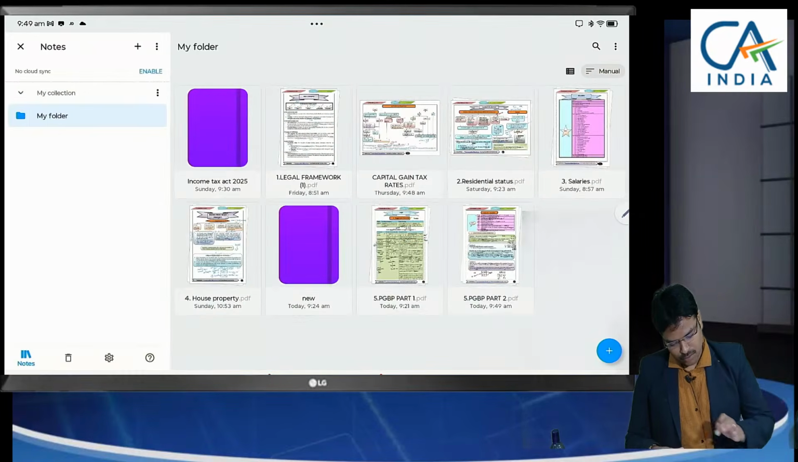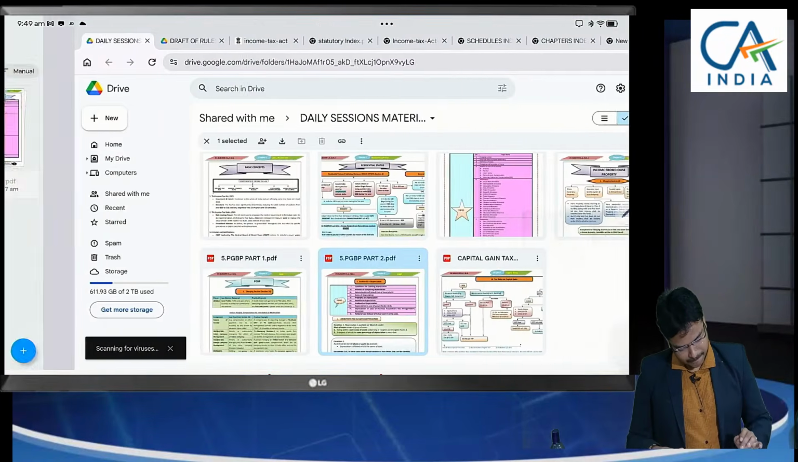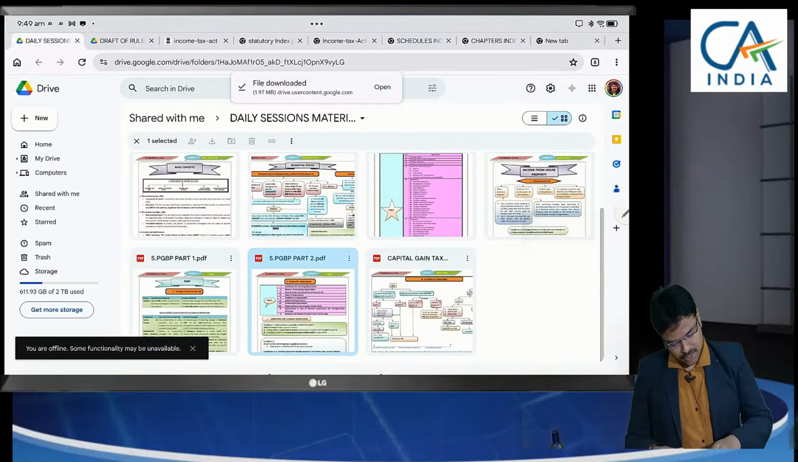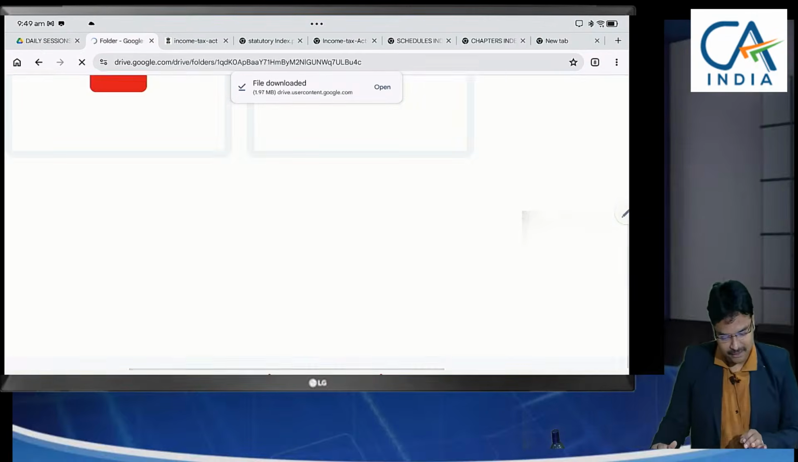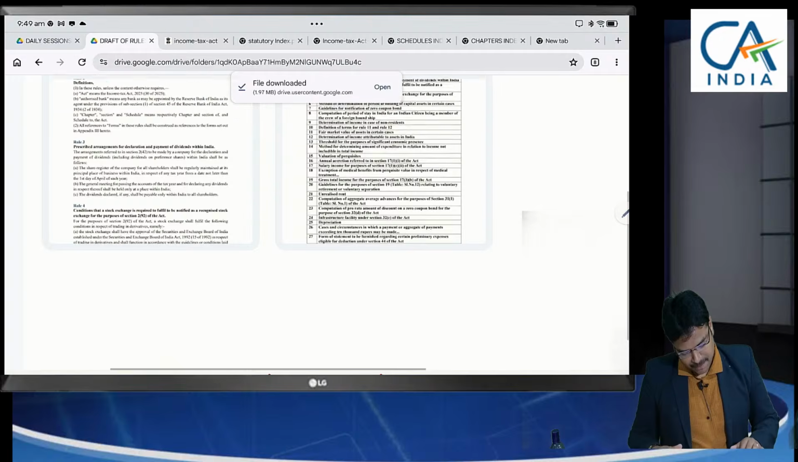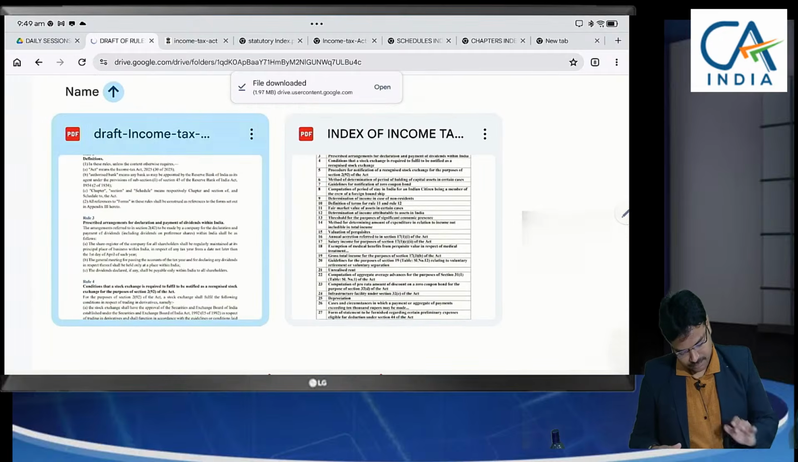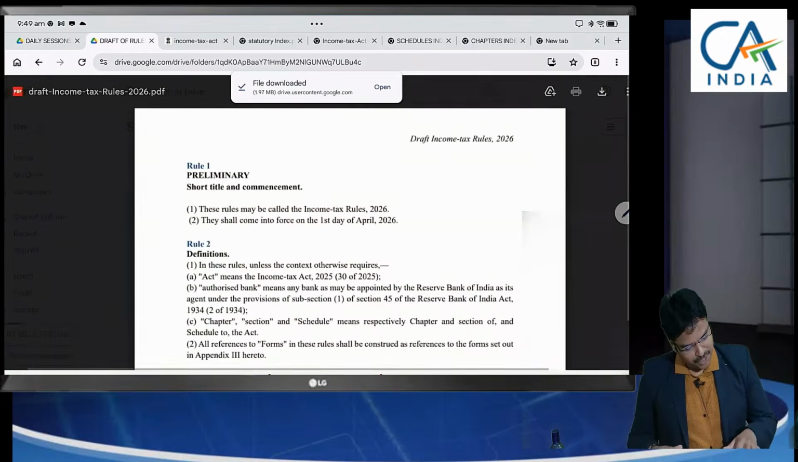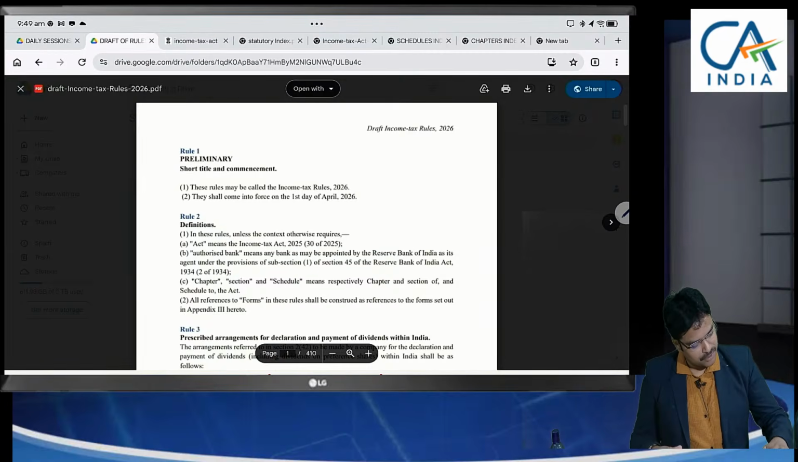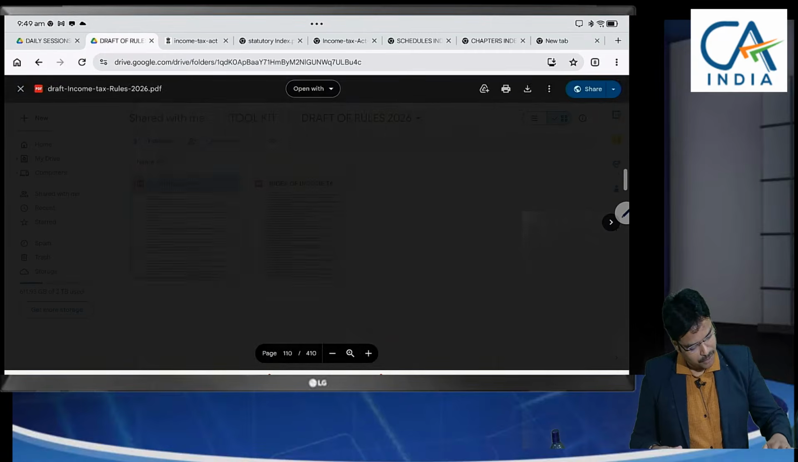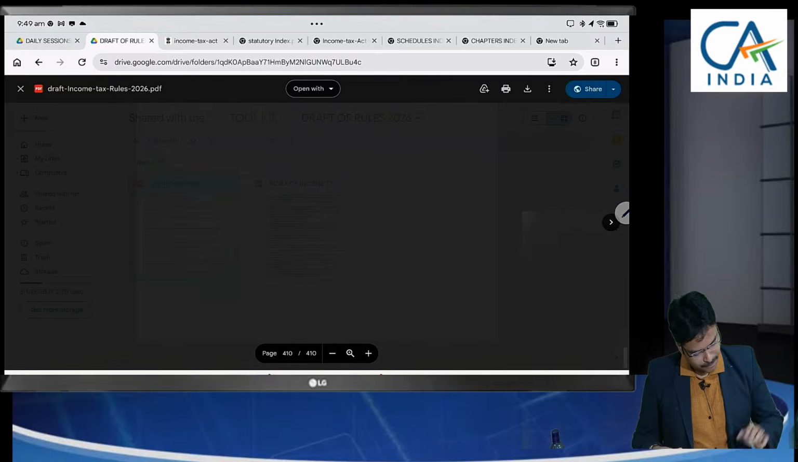So, let me show where it is in our material. The Google Drive link, if you remember, had the income tax rules. At the time of initiating our session, these were draft rules. Now, these draft rules have been notified and are available on the income tax portal itself.